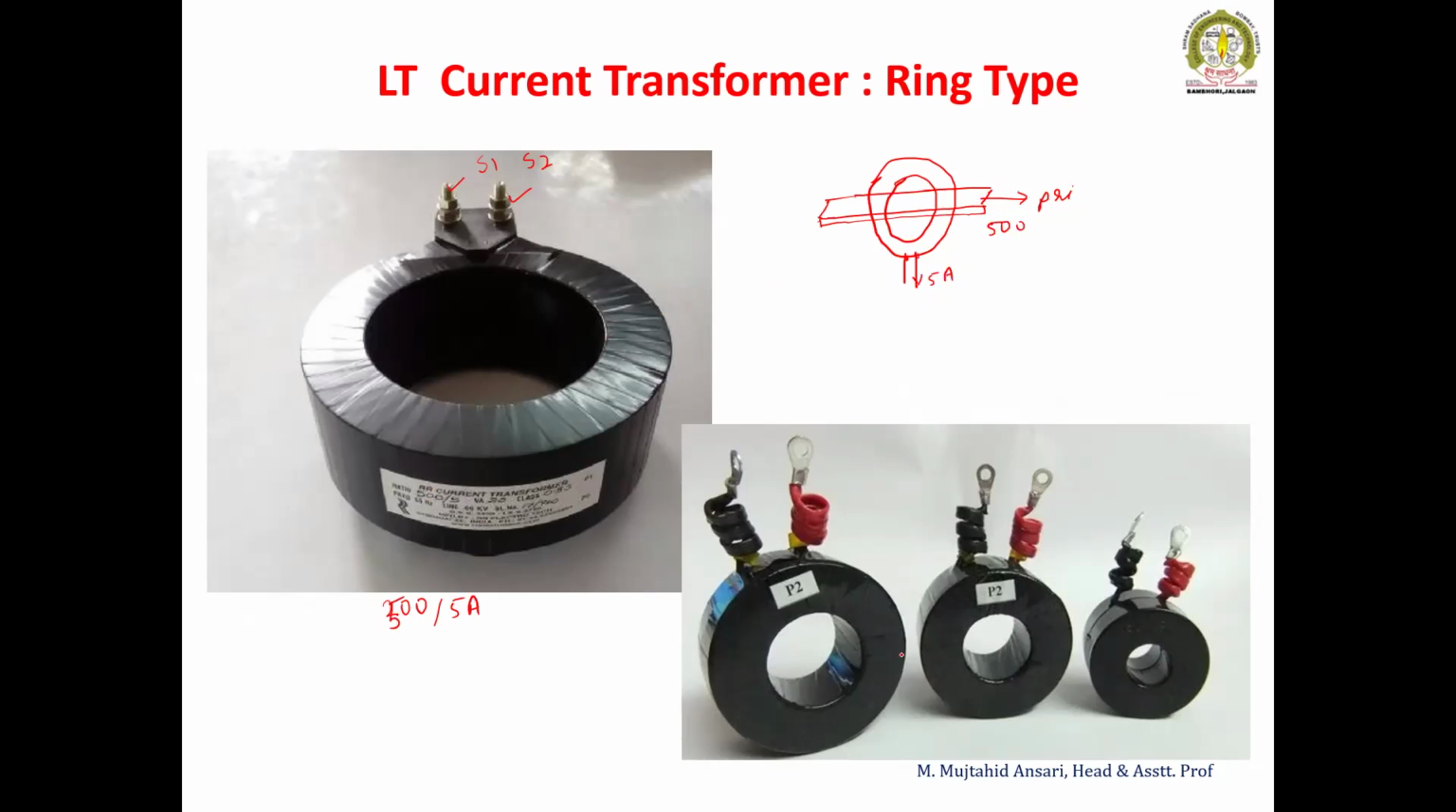So these are different sizes of rings for different applications. They may be for cables of different ratings, and for bus bars. This is one type of LT CT. LT means low tension type. The voltage range is up to 600 volt.